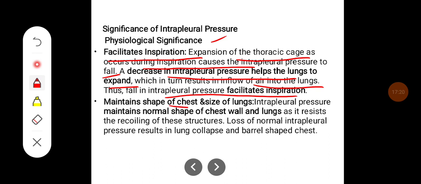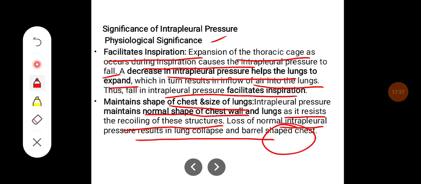It maintains the shape of the chest and size of the lungs. Intrapleural pressure maintains the normal shape of the chest wall and lungs as it resists the recoiling of these structures. Loss of normal intrapleural pressure results in lung collapse and barrel shaped chest.